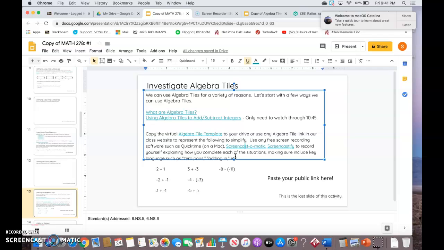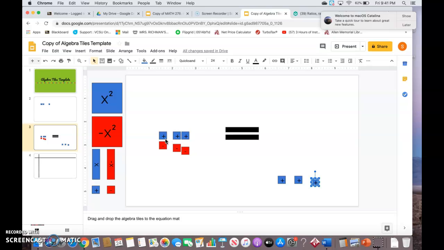The next problem is -8 minus -11. To solve this problem, we would have to start with 8 negatives. So now we have 3 there, 4, 5, 6, 7, 8.